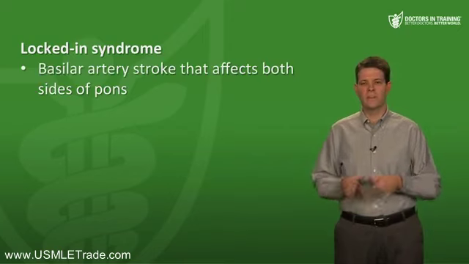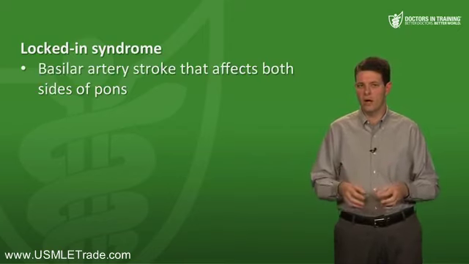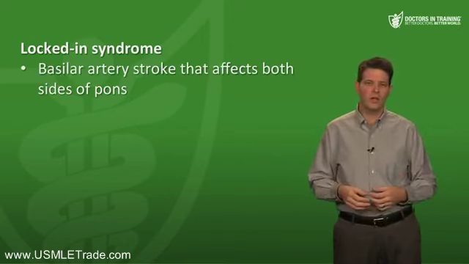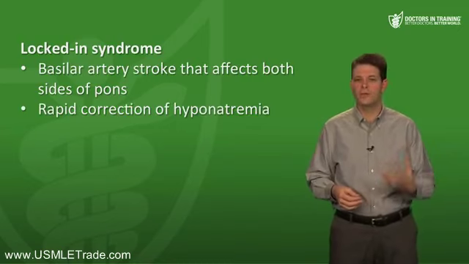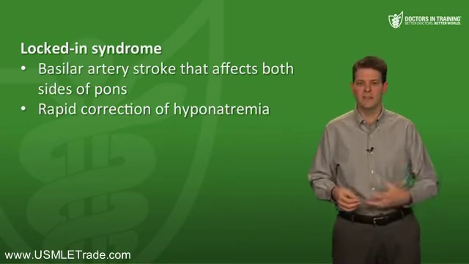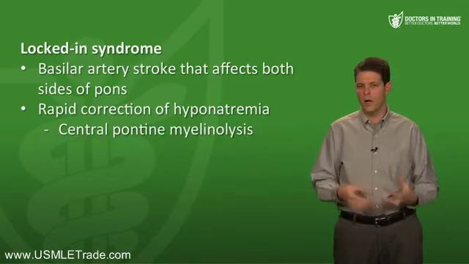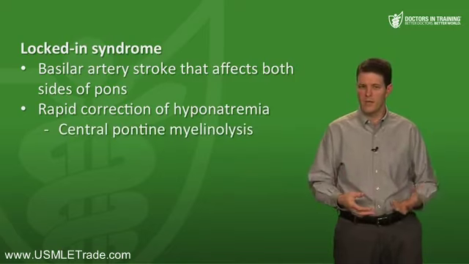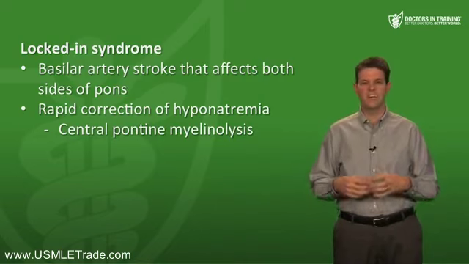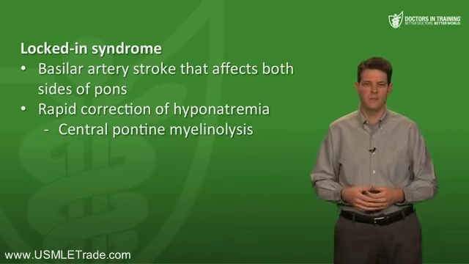Locked-in syndrome occurs due to a basilar artery stroke that affects both sides of the superior pons. It can also classically occur when there's rapid correction of hyponatremia, because this leads to lysis of the myelin in the central part of the pons. We call this central pontine myelinolysis. And on MRI, you're going to see this as an increased signal intensity in the pons.